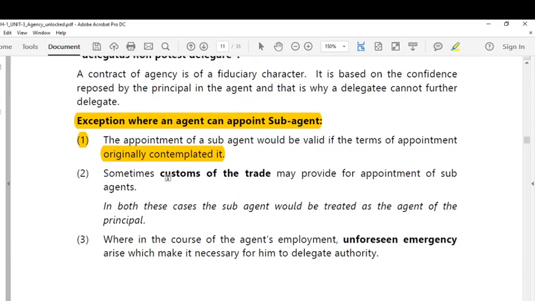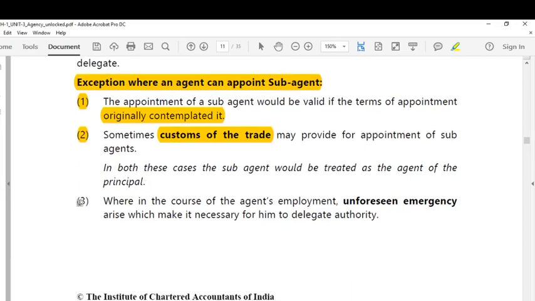And sometimes the customs of trade may provide for appointment of a subagent. In both cases, the subagent would be treated as an agent of the principal. So if the customs of the trade provide for it, or if it was originally contemplated to appoint a subagent, in both cases the subagent will be treated as an agent, and all the actions of the subagent will bind the principal to the third parties.